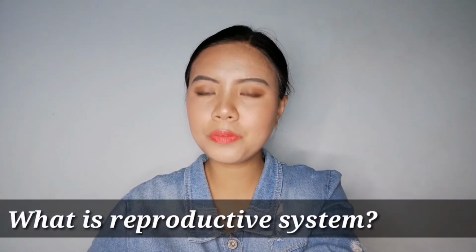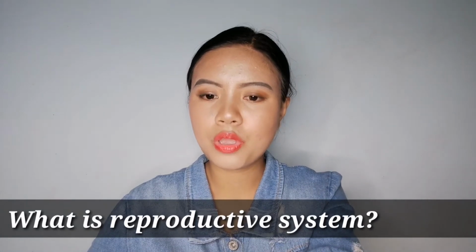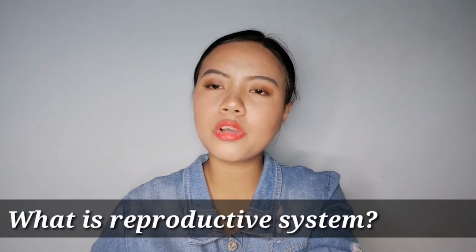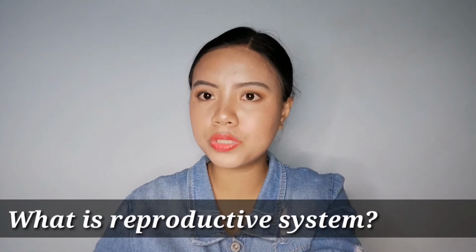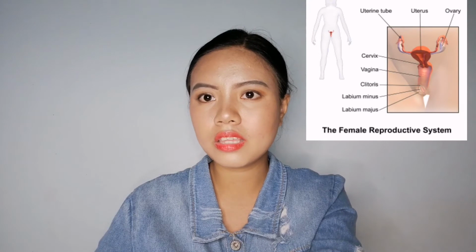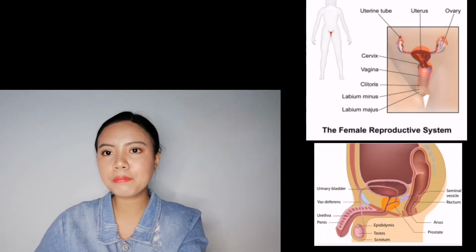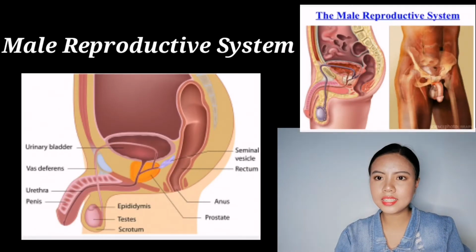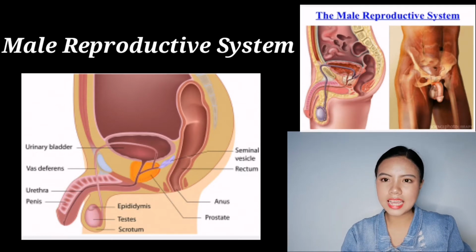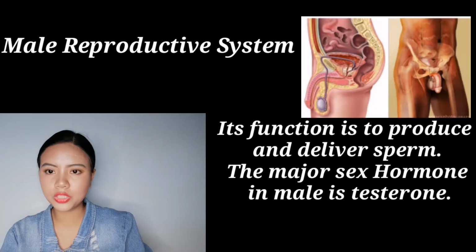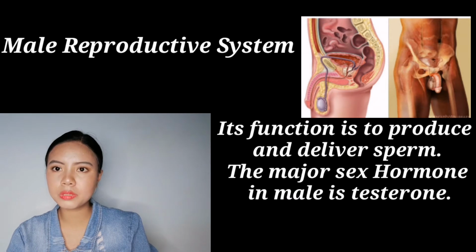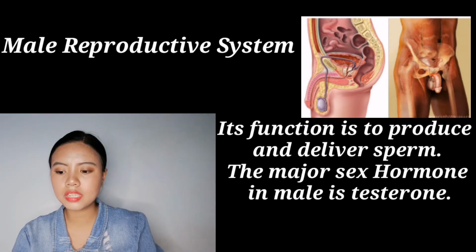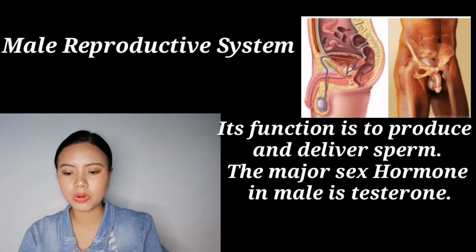So, what is the reproductive system? The reproductive system is the organs involved in producing offspring. In women, it is called the female reproductive system, and for men, the male reproductive system. The male reproductive system includes the testes, ducts, glands, and penis. Its function is to produce and deliver sperm. The major sex hormone in males is testosterone.